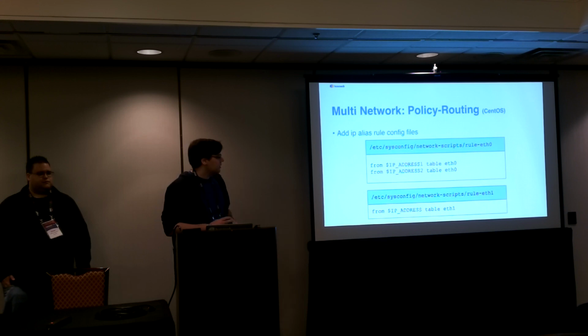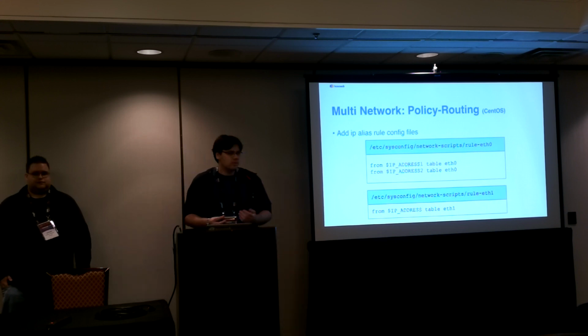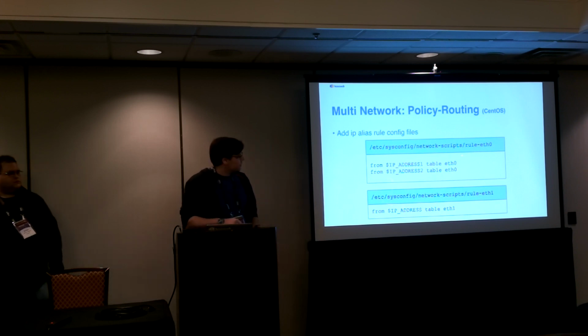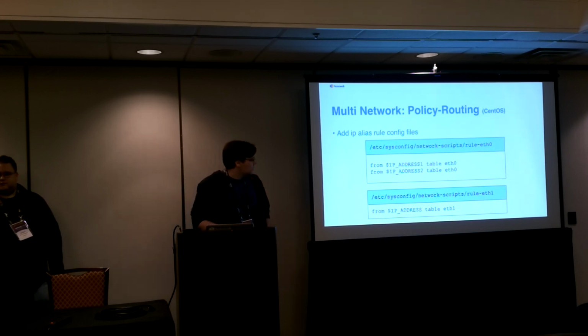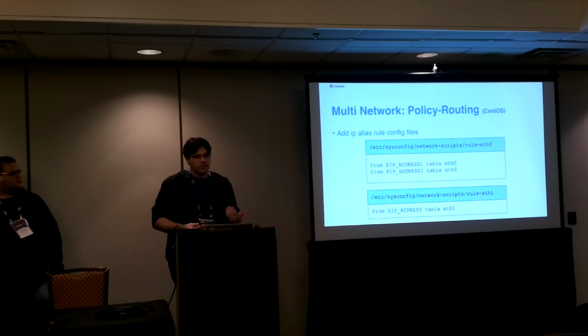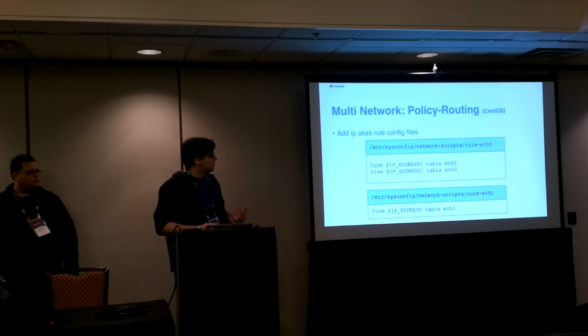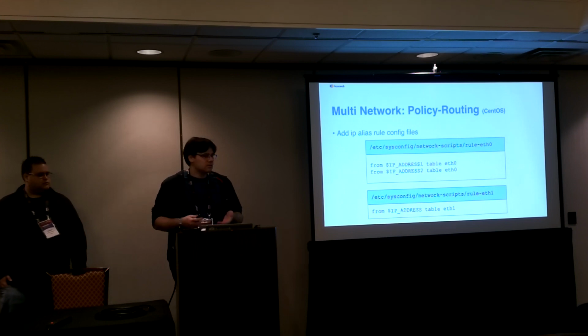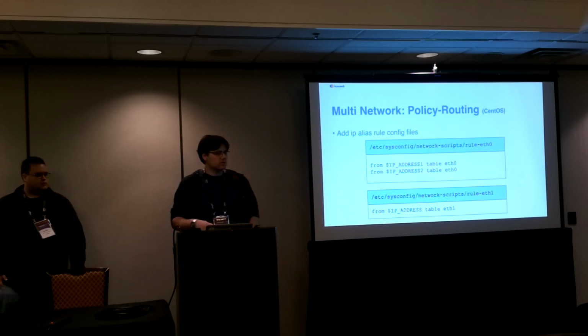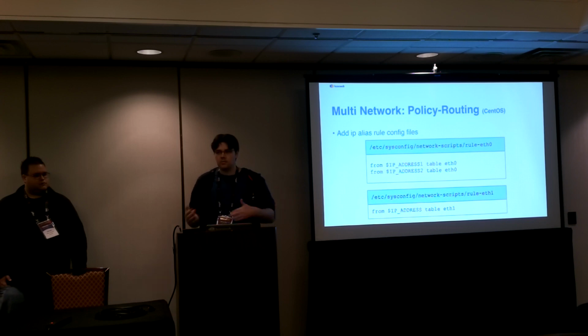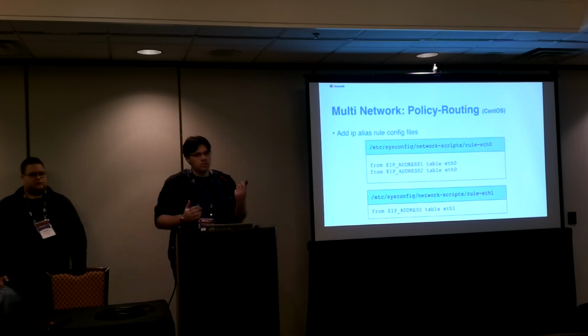Next, for each IP on that interface, and we had quite a few IPs, you have to add a rule file, and that's rule-eth whatever interface you have. So from IP address 1 table eth0, again, that's the same table in the rt_tables file. And that is in addition to the normal configuration files you'd have to write for the interfaces in CentOS, so the ifcfg-eth whatever. And this will get your gateway routing correctly through the right interface, which we had to do in order to get this working.